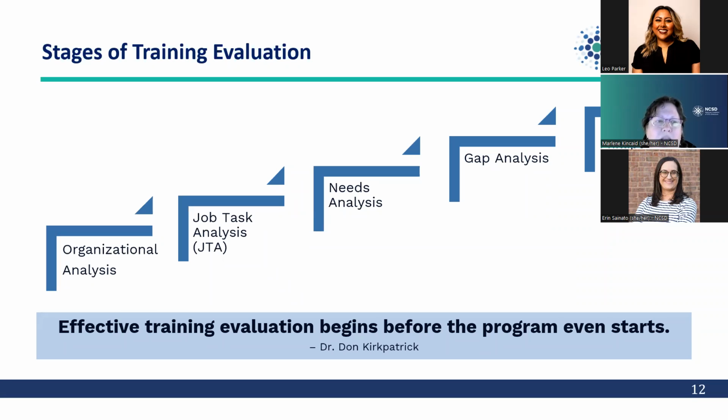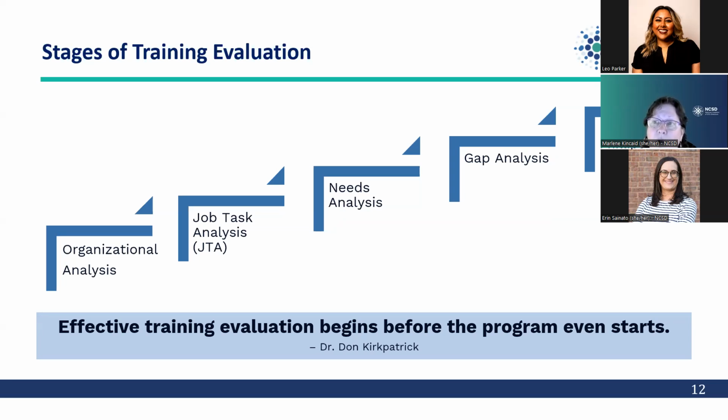So as we look at the slide here, organizational analysis, job task analysis, needs analysis, and gap analysis will all take place before any training is conducted. The Kirkpatrick-Phillips evaluation model is the process that takes place once training is implemented. But it is also based off of the previous organizational analysis, job task analysis, needs analysis, and gap analysis.